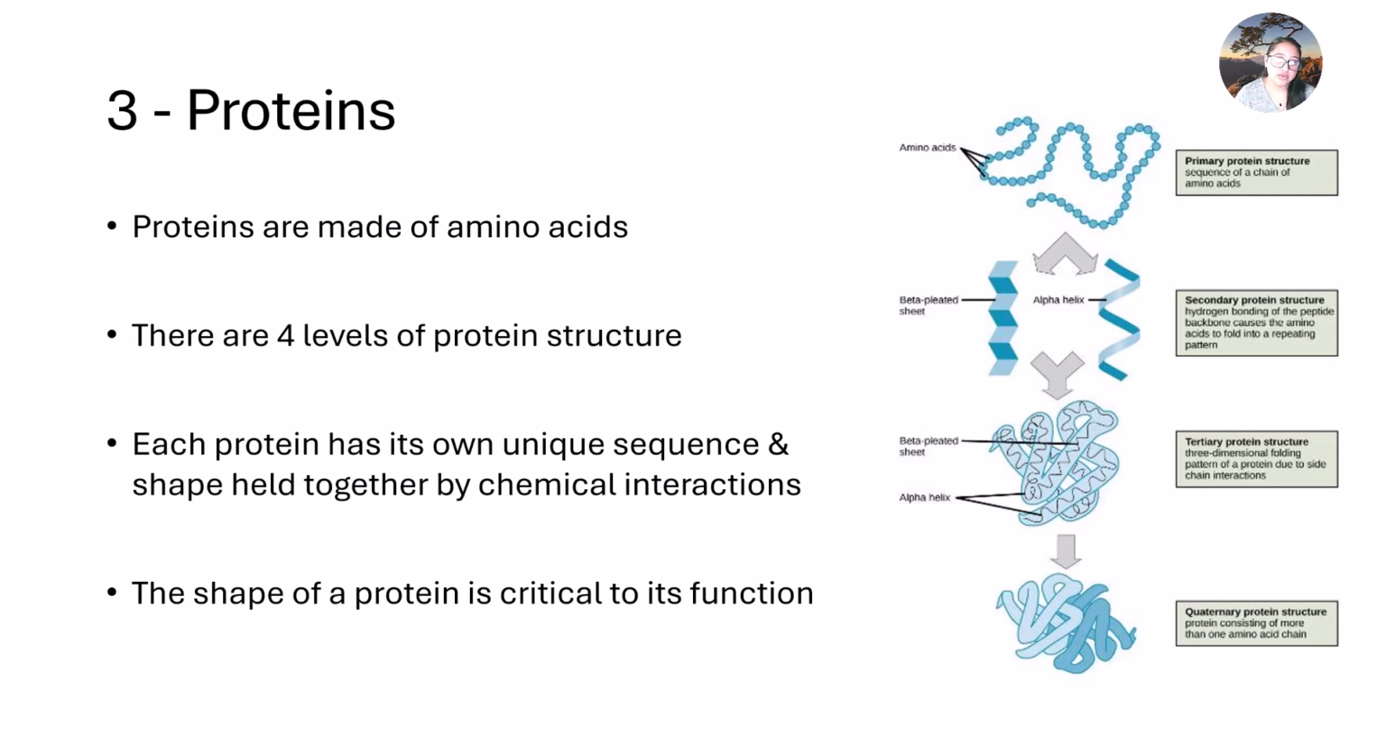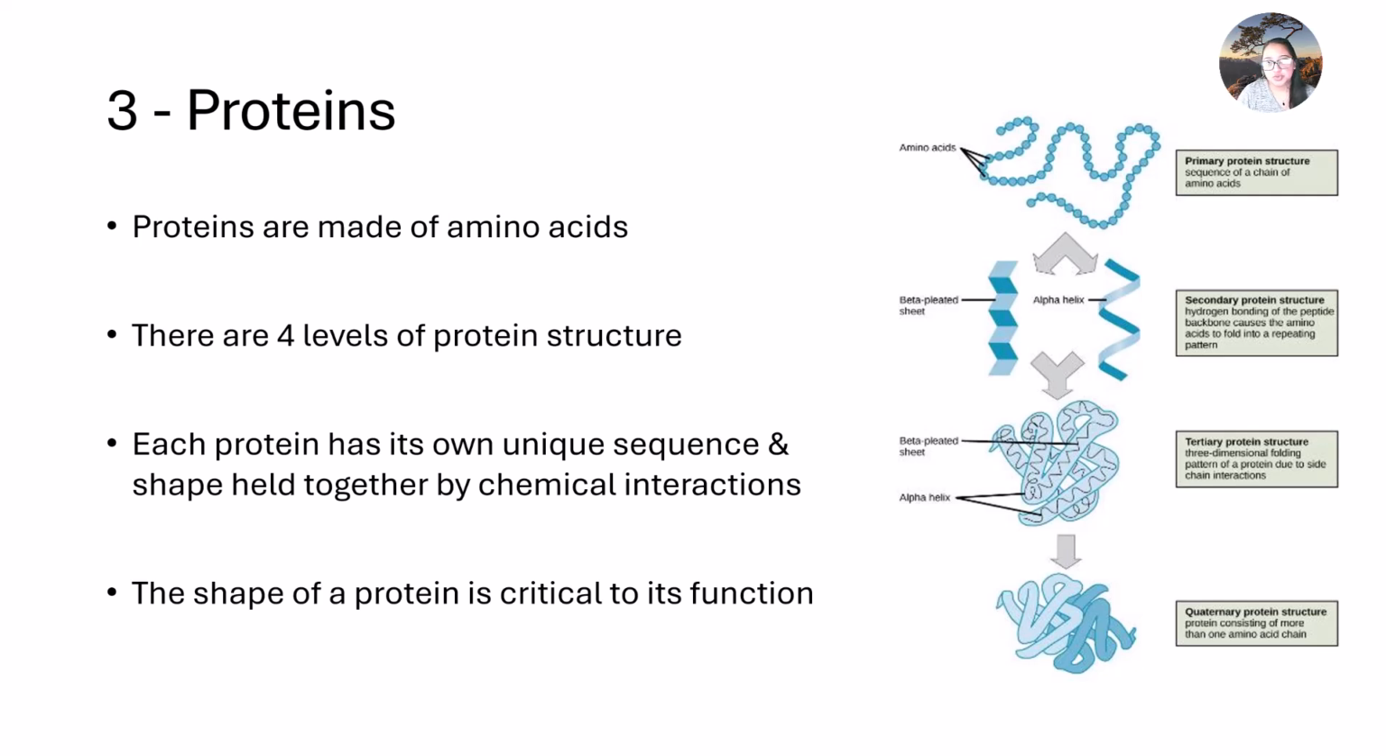There are 4 levels of protein structure. We won't go into super detail, but just to show you that the long chain of amino acids, each one of those is a molecule that will interact with each other in different ways. So as that long chain of amino acids folds and interacts with itself, those folds will also interact with each other. And so there are 1, 2, 3, 4 levels of protein structure.